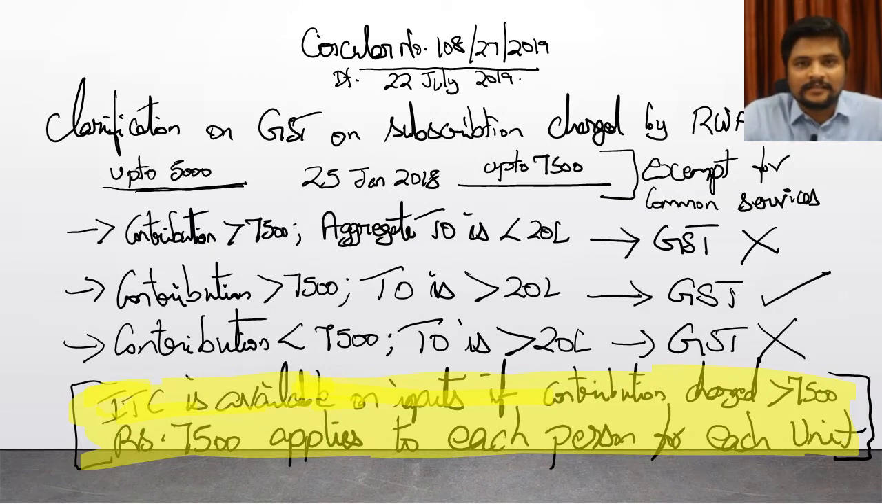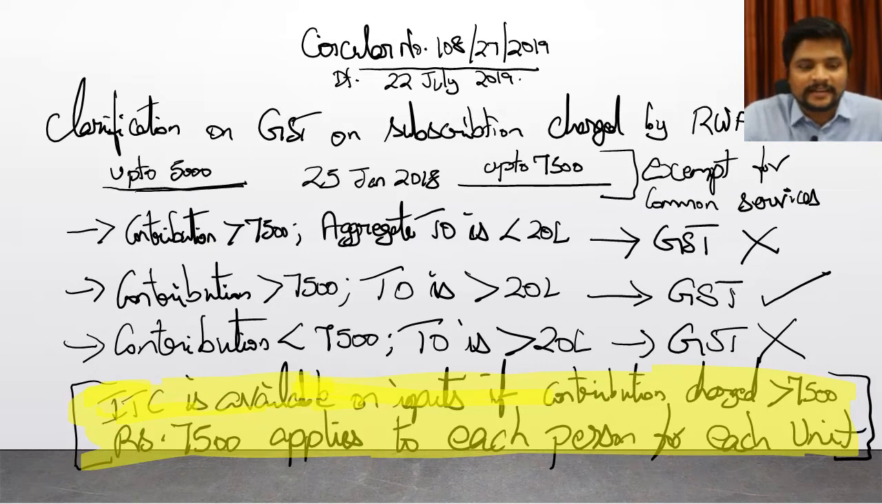So in this case, the contravention of these two sections has to be dealt with in this manner, and it has to be read in a conjoined manner. In this scenario, the contribution is more than 7,500 rupees, but since the aggregate turnover is less than 20 lakhs rupees, the GST will not be applicable. So both the sections or both the provisions have to be applied simultaneously.